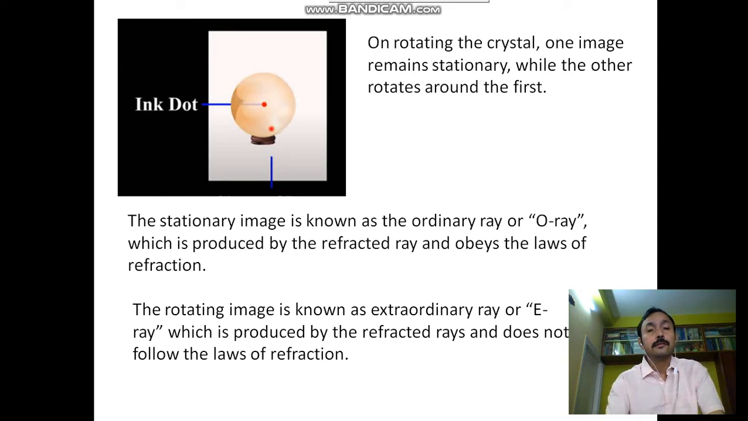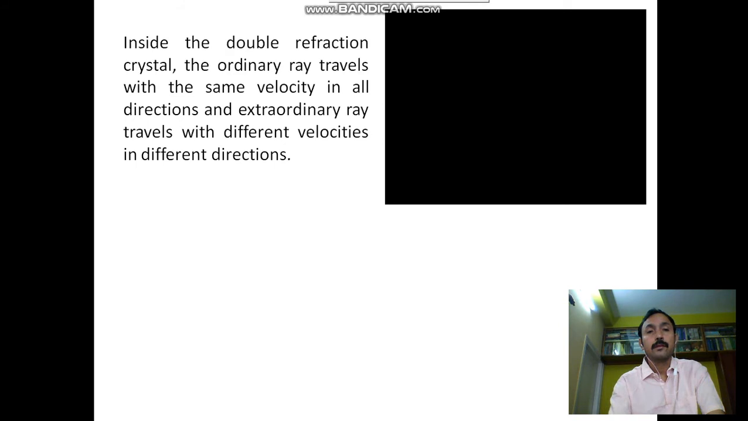The rotating image is known as the extraordinary ray or E ray, which is produced by the refracted rays and does not follow the laws of refraction. Inside the double refraction crystal, the ordinary ray travels with the same velocity in all directions, and the extraordinary ray travels with different velocities in different directions.